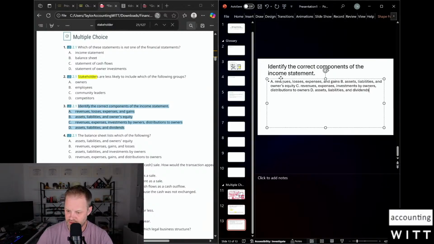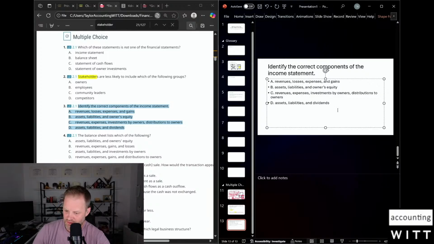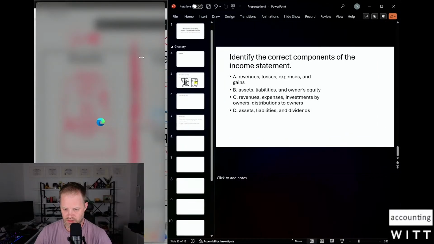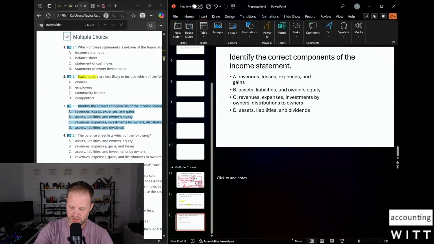Identify the correct components of the income statement. Whoa. I think the way I would explain this is to pretty much just define all of these terms in terms of my picture. So let's try to place all of them somewhere.